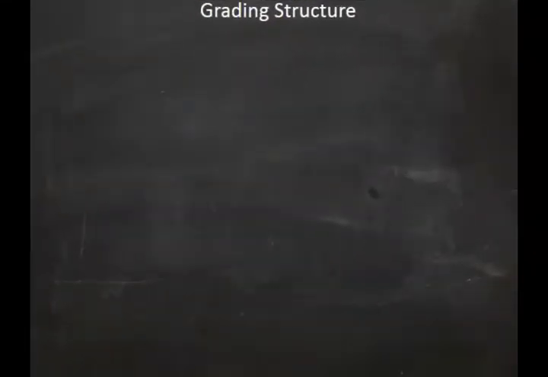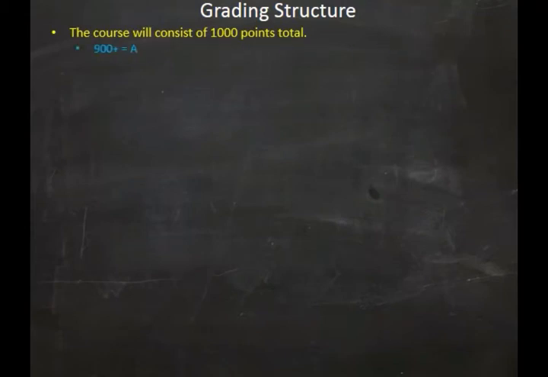Grading structure. This course is graded on 1,000 points. 900 points and greater at the end of the semester is an A. 800 points and greater, but below 900, is a B. 700 points and greater, but below 800, is a C. 600 points and greater, but below 700, is a D. And less than that is an F.